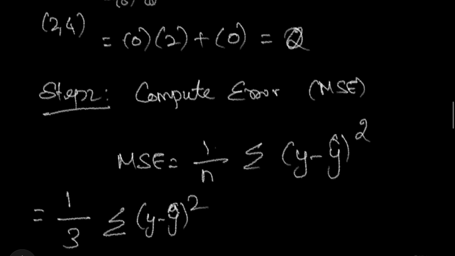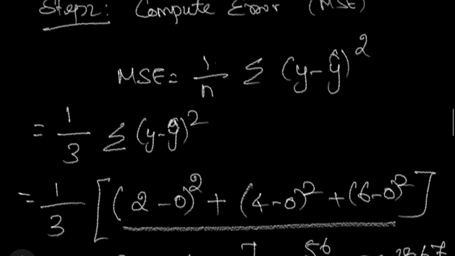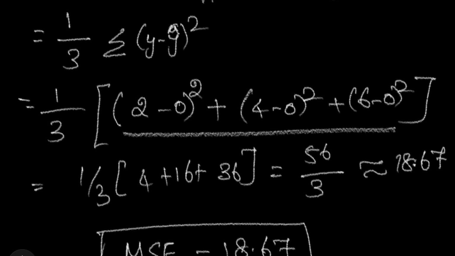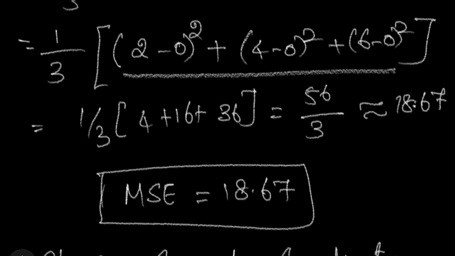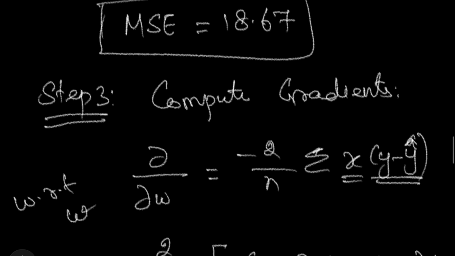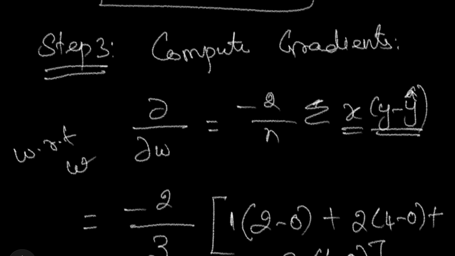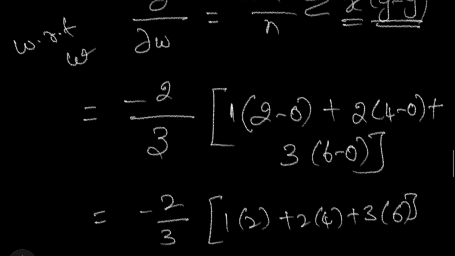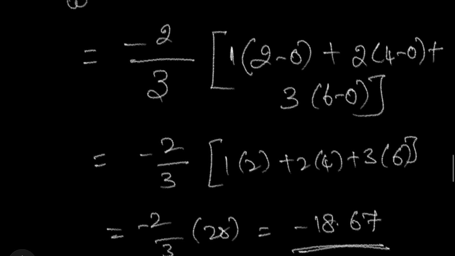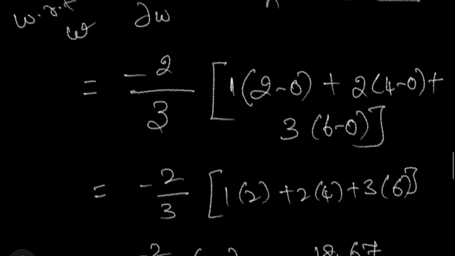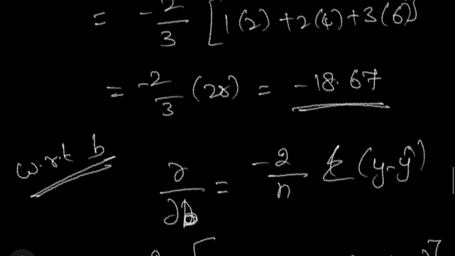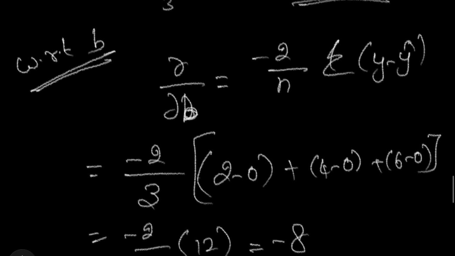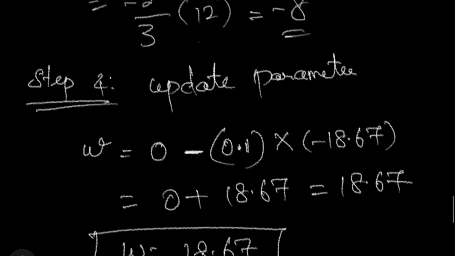After finding the y value, step 2 is you have to compute the error using mean square error. The mean square error formula is here. We are directly applying it from the table, the direct values, and we got the mean square error value. After finding it, you have to compute the gradients. For the gradient with respect to weight and bias, I have the formula here. I am going to apply the values in the formula, and we found the gradient with respect to W and with respect to bias. Once we have found it, we have to update the weights.